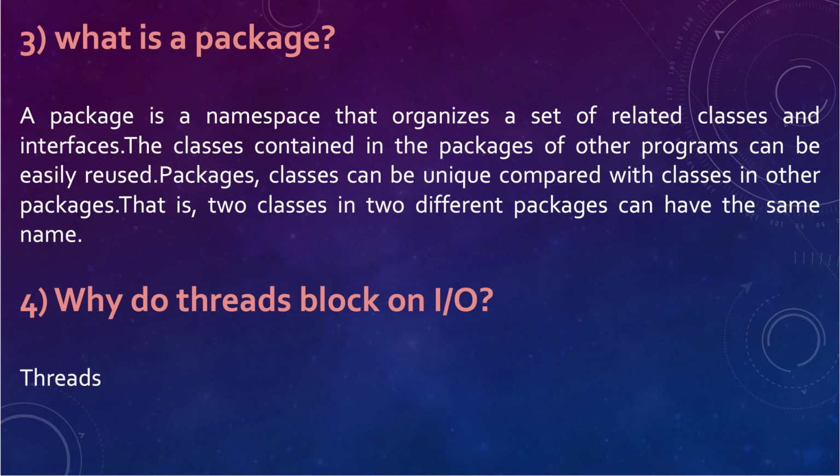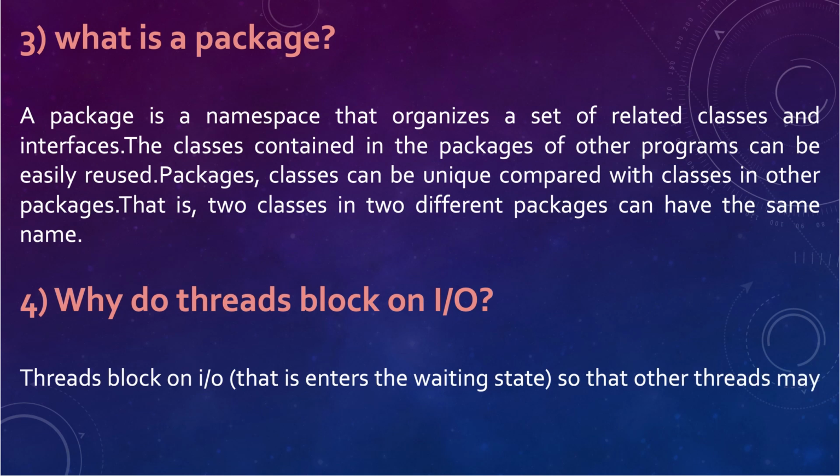Why do threads block on input output? Threads block on input output so that they enter the waiting state, so that other threads may execute while the input output operation is performed.